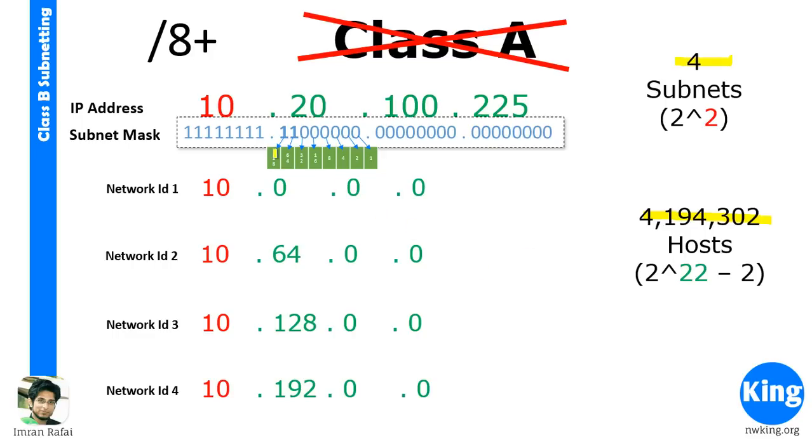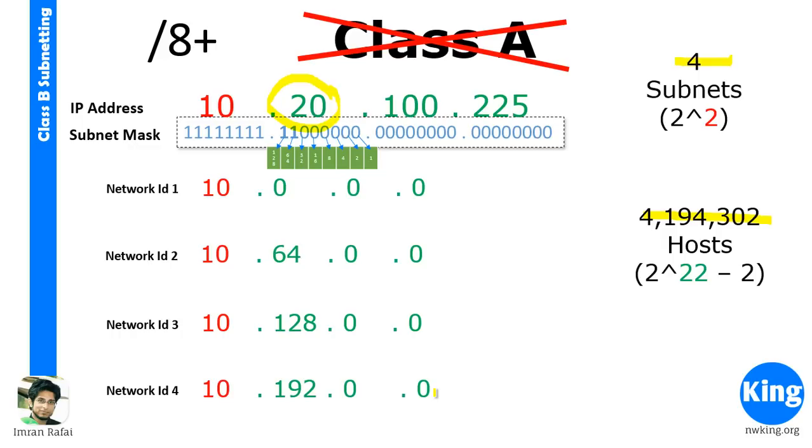We add the place value of the last bit. In this case, it is 64 and it is in the second octet. So we add 64 to the second octet. So the network ID of network 2 is 10.64.0.0. Then it is 10.128.0.0. Then it is 10.192.0.0. How do we get the broadcast ID?